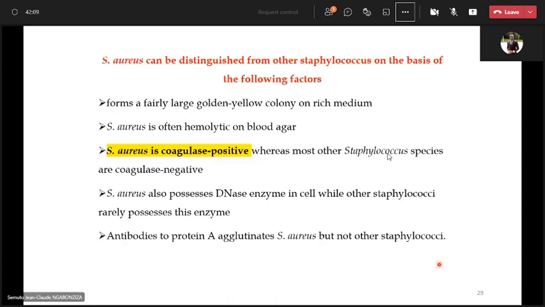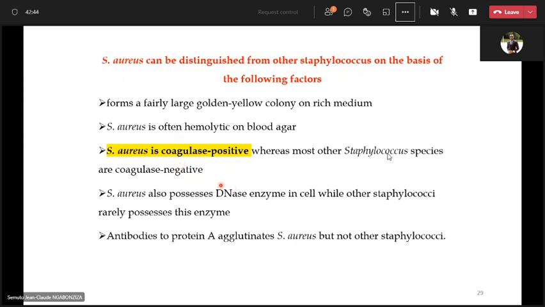So Staph aureus can be distinguished from other Staphylococcus on the basis of the following criteria. I think you already have this. One, it has golden yellow colonies on rich medium. So they have these golden yellow colonies, and are often hemolytic, often beta hemolytic. It is coagulase positive, whereas all the others are coagulase negative. And this allows quick differentiation.